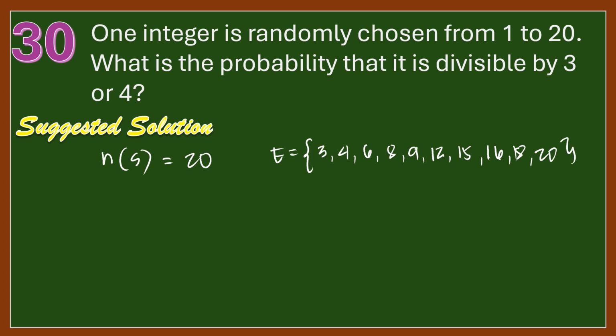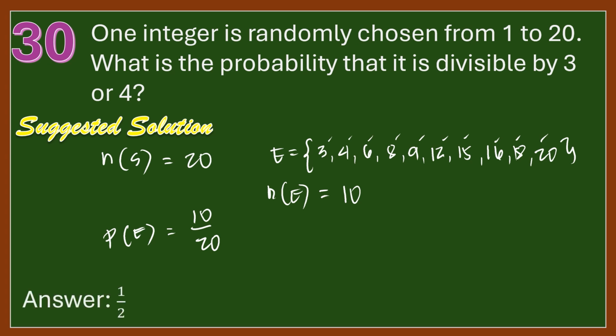So we have n of E, or the cardinality of the event, is 1, 2, 3, 4, 5, 6, 7, 8, 9, 10, which is equal to 10. Hence, the probability of the event that the number randomly chosen is divisible by 3 or 4 is 10 over 20, or 1/2.